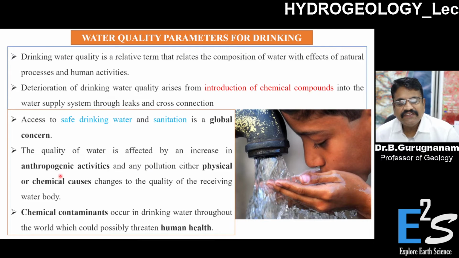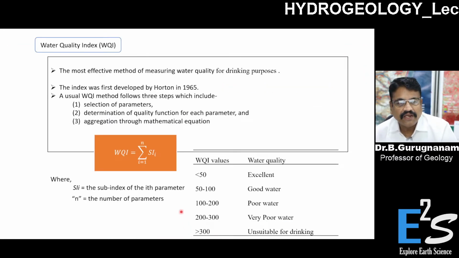It is affected by the increase of anthropogenic activity and any pollution, either by physical or chemical causes. So water quality will change. Chemical contamination occurs in drinking water throughout the world, which could pose a threat to human health. That's what I said: a Third World War may come because of this water and its quality or quantity issues.